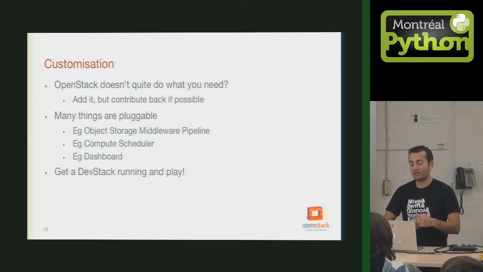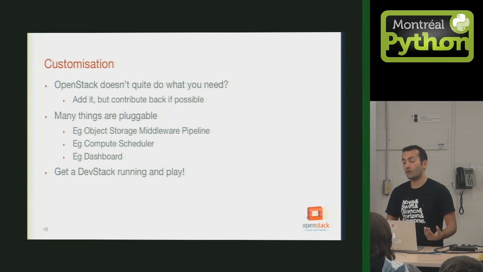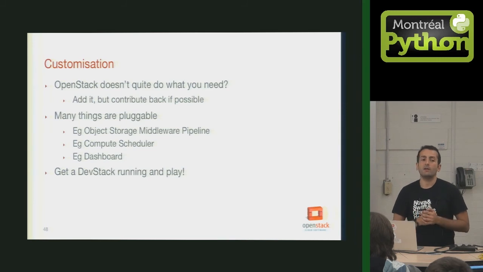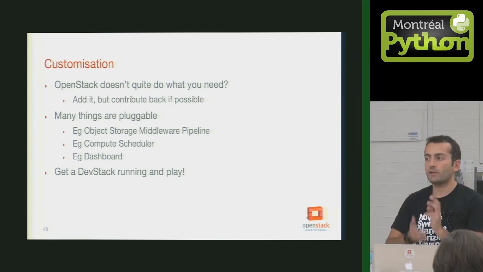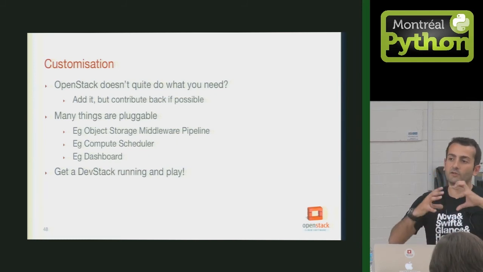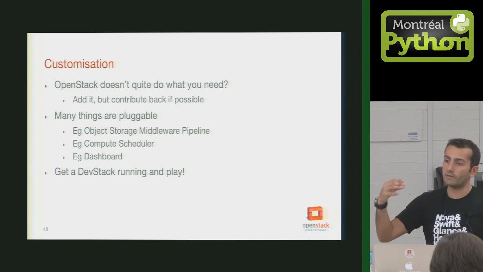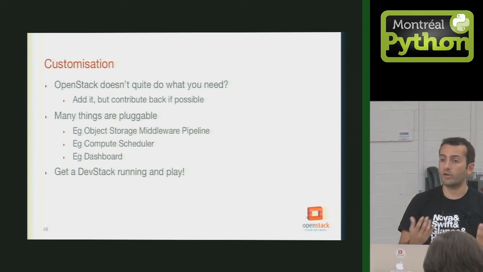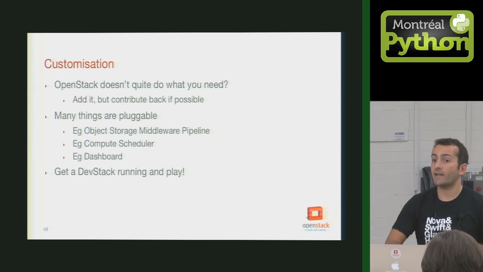Especially, don't fork OpenStack, because it's a moving target as well. You want to do that in a kind of middleware. Is everybody familiar with WSGI? WSGI is awesome for Python, because you can plug middlewares together, you get a pipeline, and you can take the middlewares as plugins and add new stuff into it.